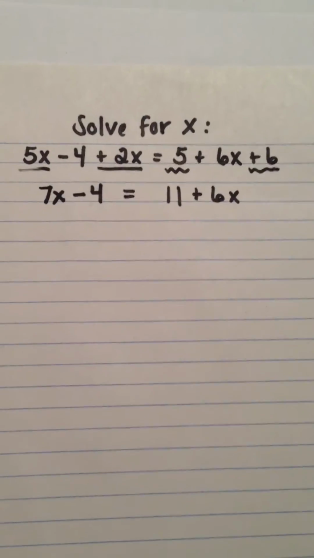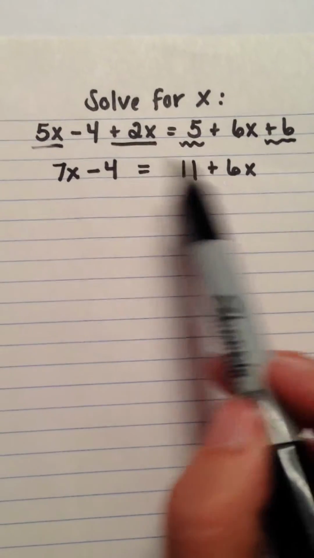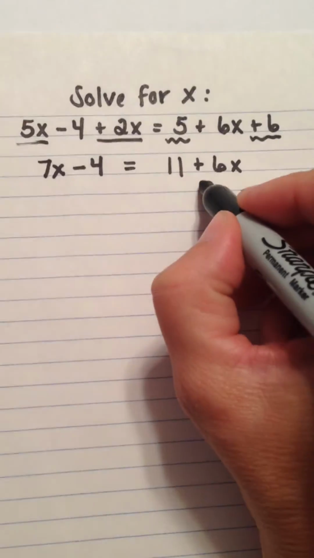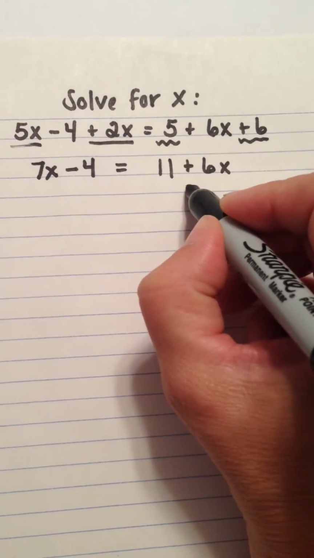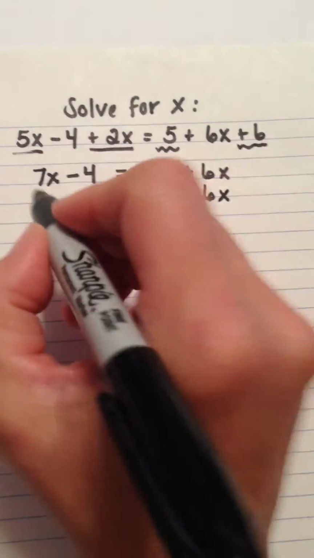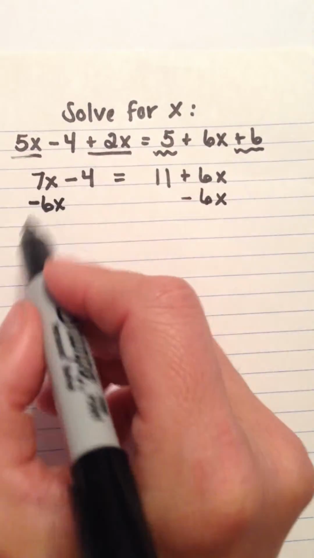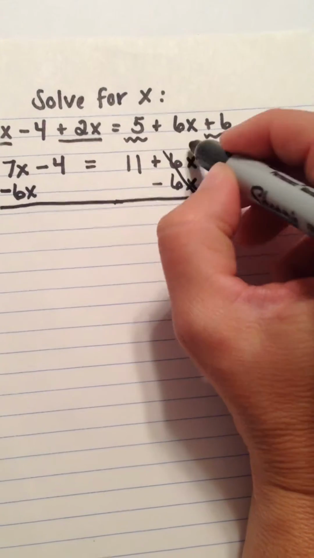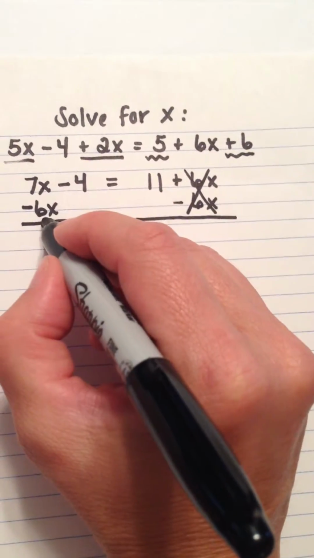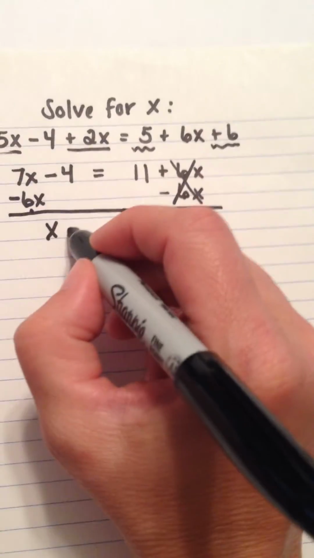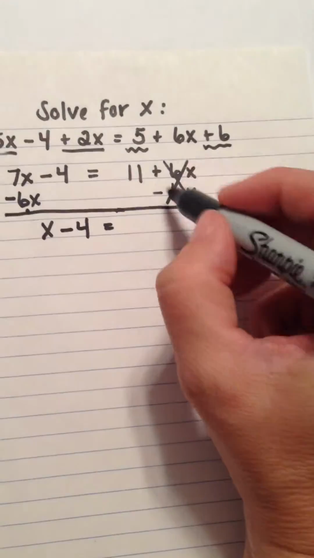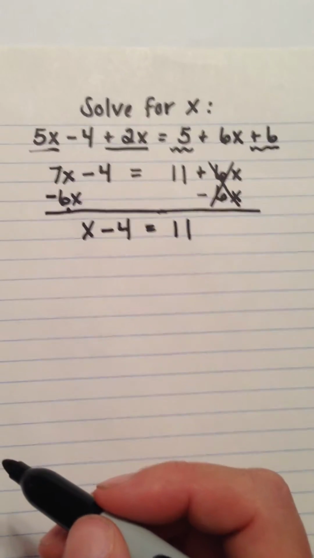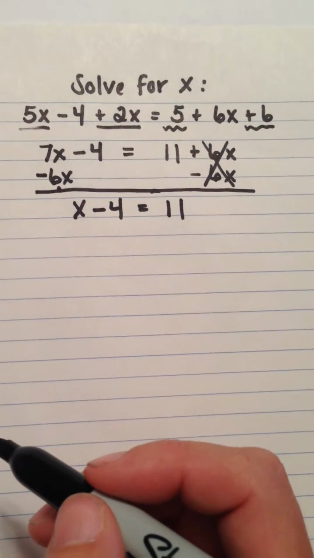I used the addition and subtraction property of equality. So maybe if I use that here in this example, I could actually get my variable terms on the same side. So what I'm going to do is, if I'm adding 6x, I'm going to subtract the same quantity from both sides using my subtraction property of equality. So that will go to 0. 7x minus 6x gives me x. Bring down the negative 4. And then here, this goes to 0, so I have 11 left. And now if you look at this, this looks a lot like what we did before in a previous example.